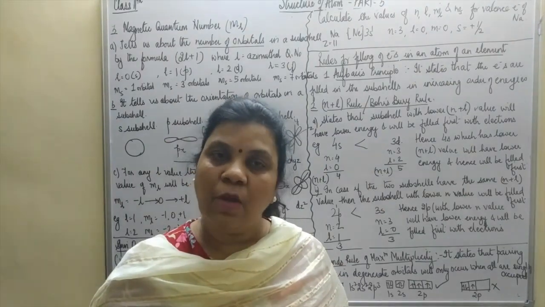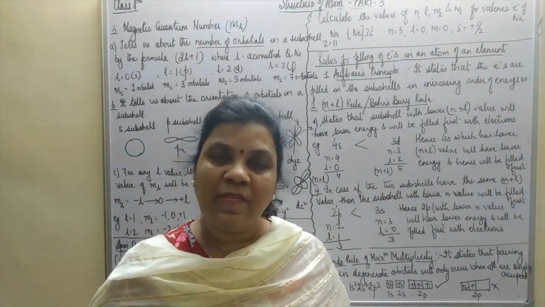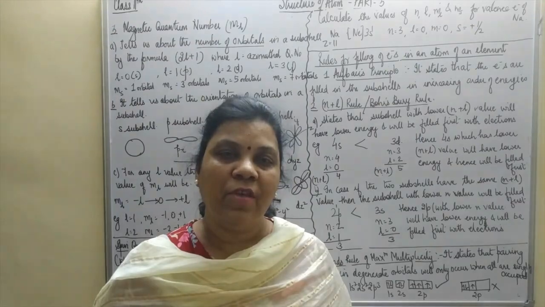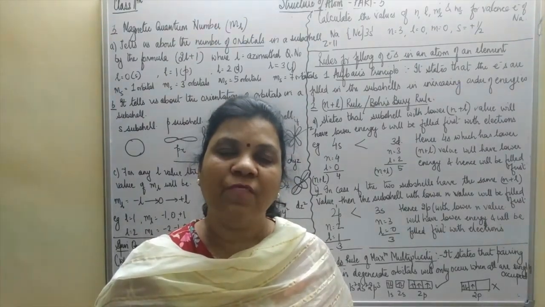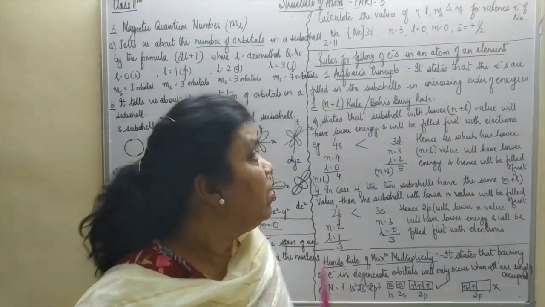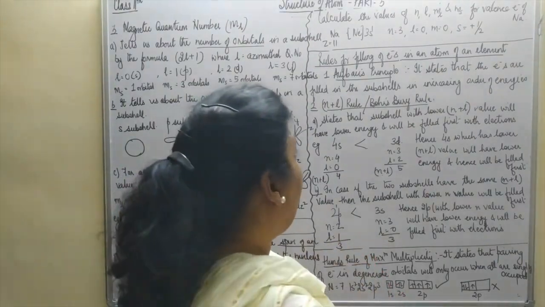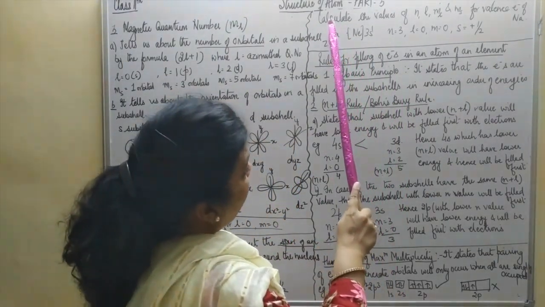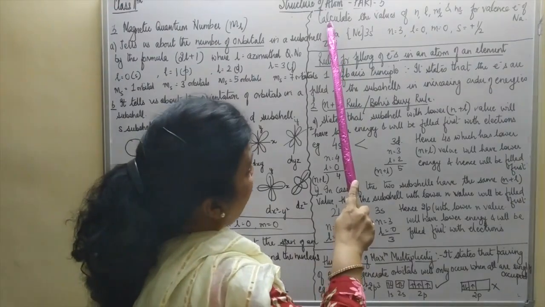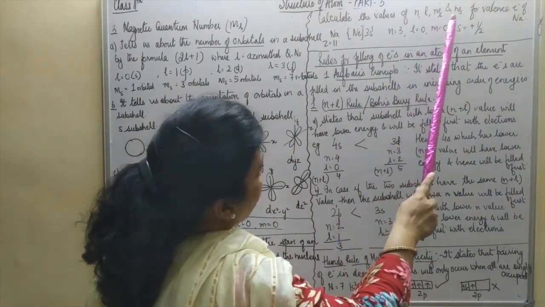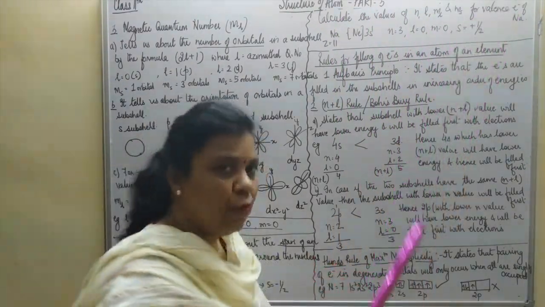So this is all about the quantum numbers, and let us proceed towards the concluding topic of the chapter, that is rules for filling of electrons. Before that, let us do one question related to quantum numbers. Calculate the values of all 4 quantum numbers for the valence electron of sodium.